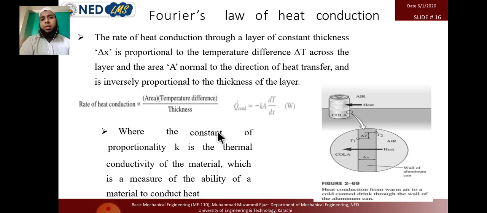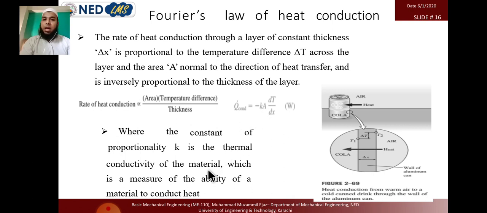And to remove the proportionality, we have to place a constant, that is the thermal conductivity K. Okay, K is the thermal conductivity of the material, which is the measure of the ability of a material to conduct heat. So the area and the temperature difference are in our hands, but K is the universal property of the metal or any solid object. It has a universal capability to conduct heat from one point to another. Like for metals, the thermal conductivity is very high. They have a very high capability to transfer heat from one place to another.